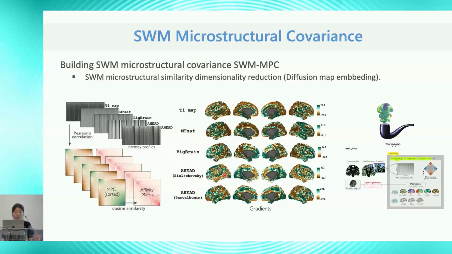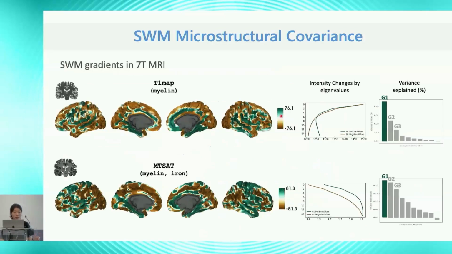So we implemented this method in the MICA-pipe processing workflow software too, to study the complexity in superficial white matter covariance, and it can be applied to any quantitative MRI. The first gradient of T1 map clearly distinguishes between the sulci and gyri, and when you plot the intensity changes according to each eigenvalue, distinct patterns emerge, particularly after 1.2 millimeter.